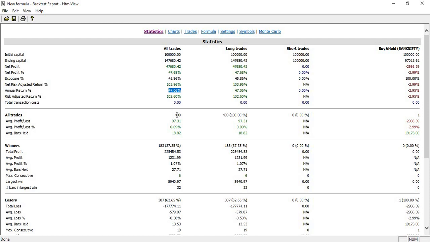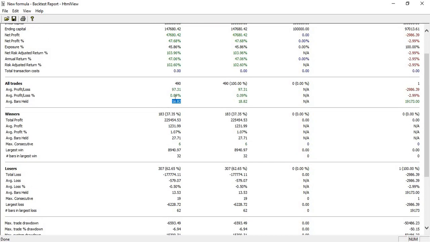If you look at all the trades, we had a total of 490 trades, and the average profit or loss per trade is 97 rupees. The average bars per trade, meaning for how many candles you held each of those trades, is 19 bars. When you talk about the winners and losers, out of 490 trades, 183 are winners and 307 are losers. So your win percentage is 37 and your loss percentage is 62. But since your profits are huge and your losses are small, you ended up with net profits.